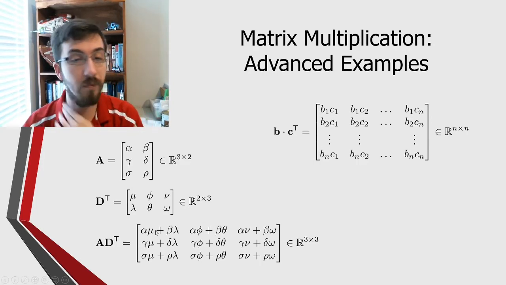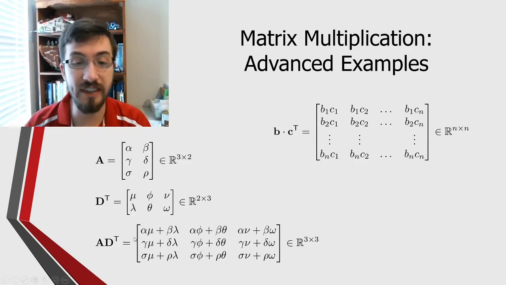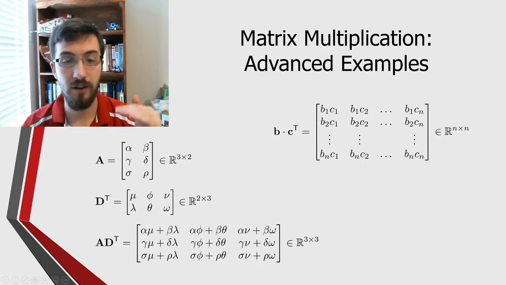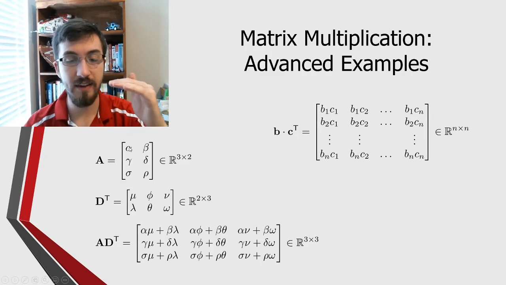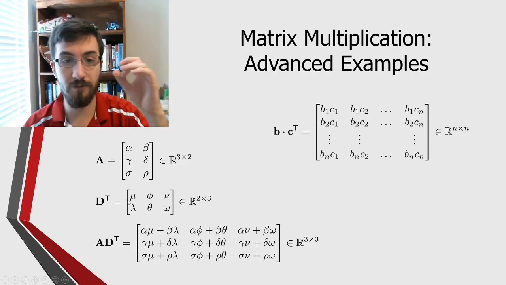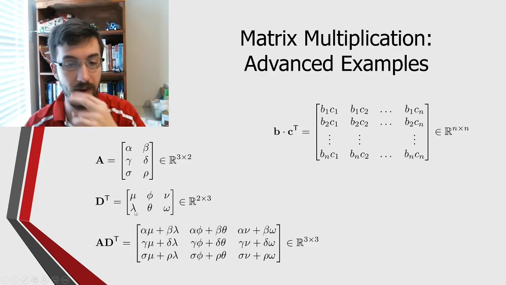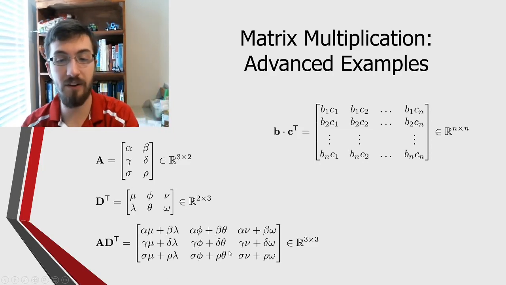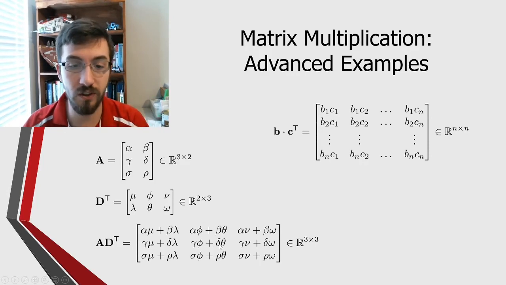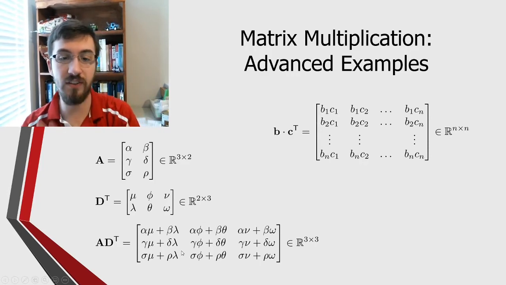All right, and as you work through this, you can see this first element is the first row and the first column. So the first row of A times the first column of D transpose. So alpha times mu plus beta times lambda. And you'll see that pattern going on over and over in this matrix. And that's kind of the reason why I like to use the Greek letters here, is because you can see the symbols, how they transfer between the rows and the columns.